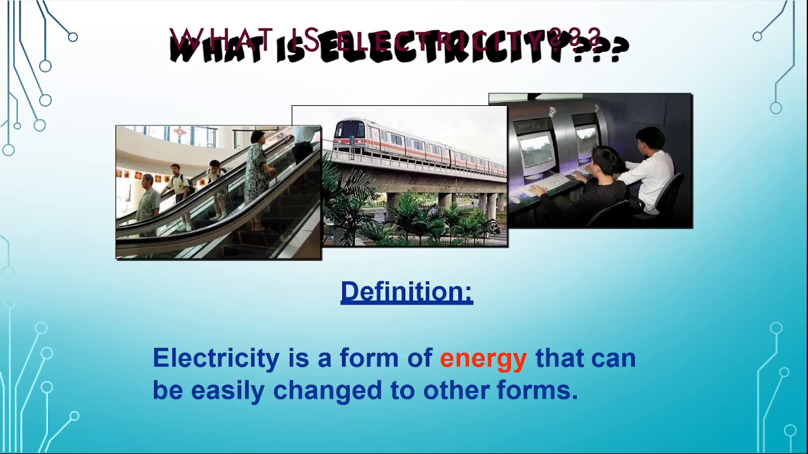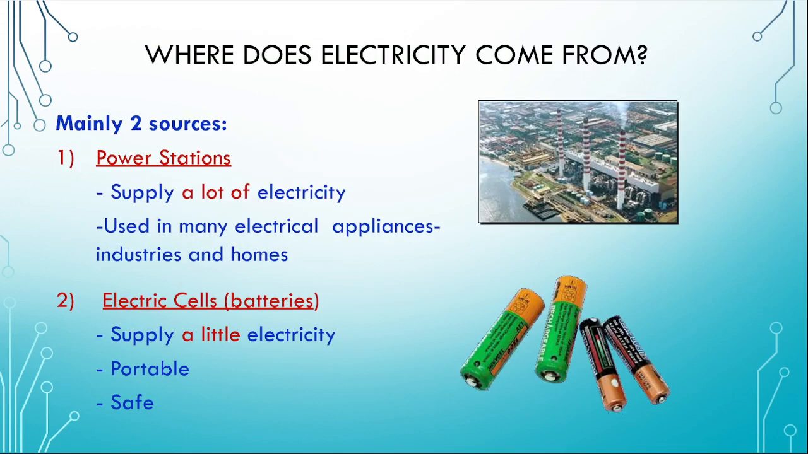As we all know, electricity is also a form of energy. And the most fabulous thing about electricity is that we can convert it into other forms of energy. We can transform it into other forms of energy. So, we can essentially use electric energy to run our devices, to move our vehicles, and so on and so forth. Where does electricity come from? It comes mainly from two sources.